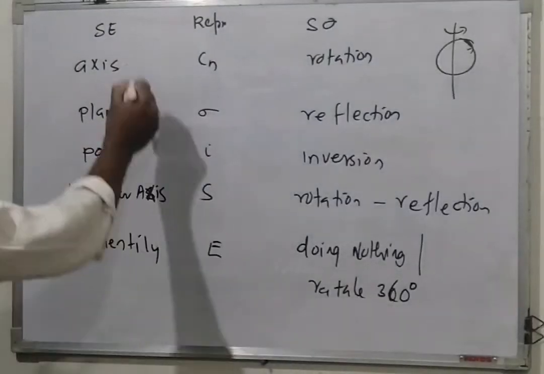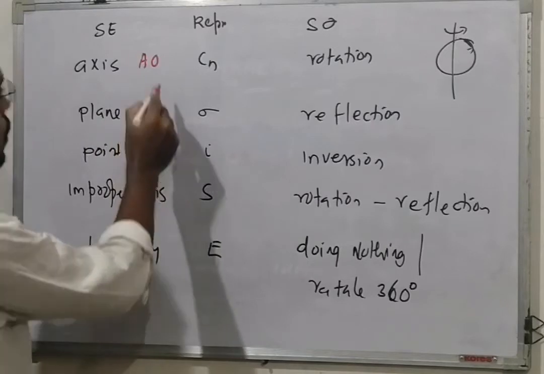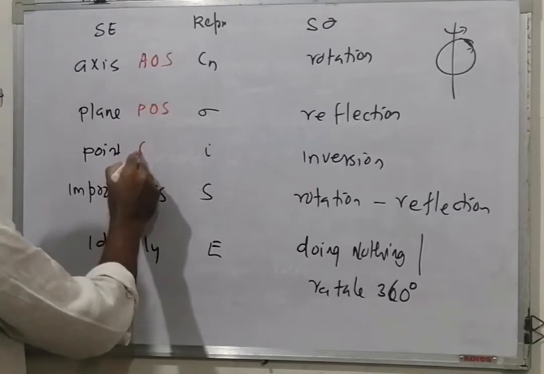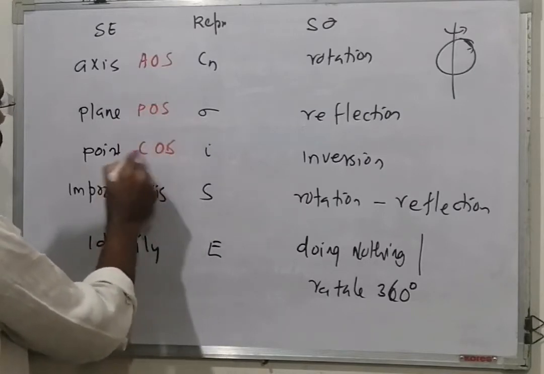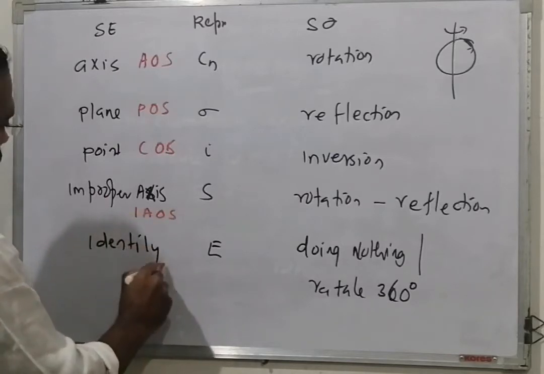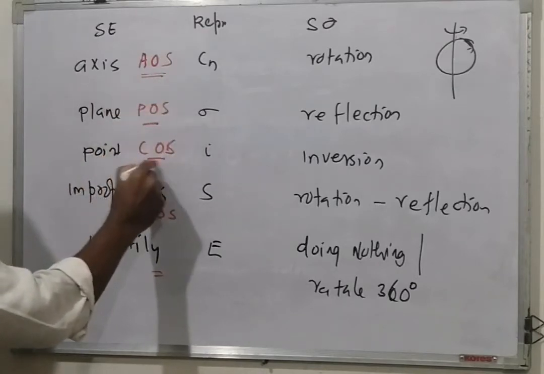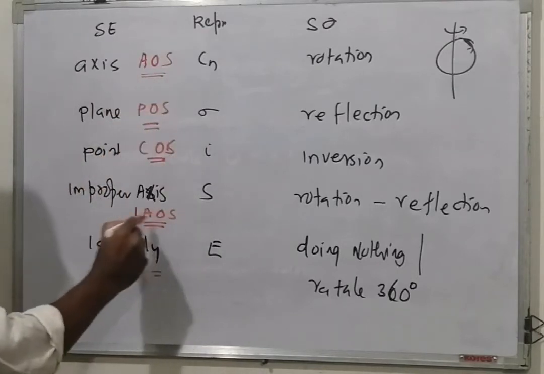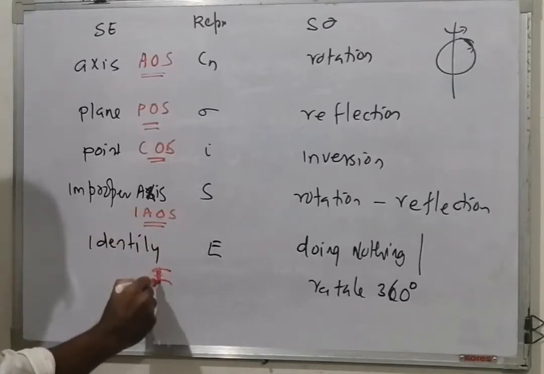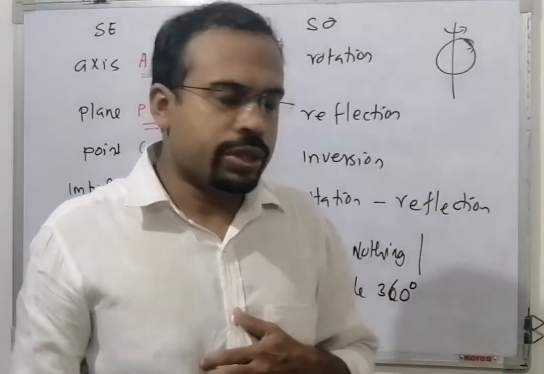Now, for convenience, I will say axis of symmetry. This is called a plane of symmetry. This is called the center of symmetry, a point. This is the improper axis of symmetry. This is identity. Now we will use these words: axis of symmetry, plane of symmetry, center of symmetry, improper axis of symmetry, then identity, capital I, and their symmetry operations.